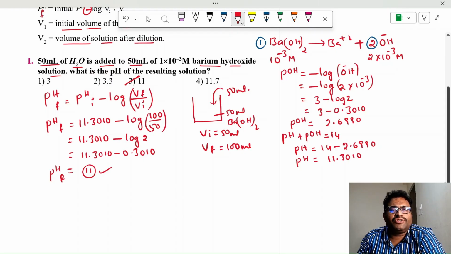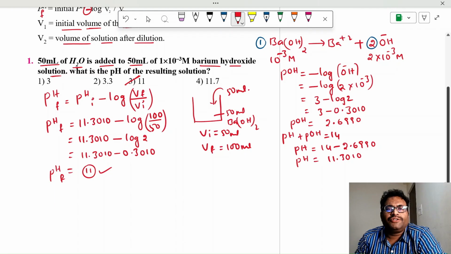Understood. So this is how to solve problems when a solution is diluted, whether an acidic solution is diluted or a basic solution is diluted, by using the formula. Hope you understood very well. Here each and every step is explained, each and every point is explained in detail. Follow it very carefully so that you can understand.